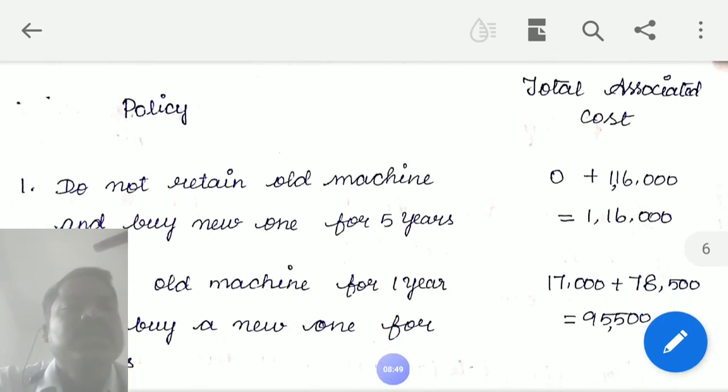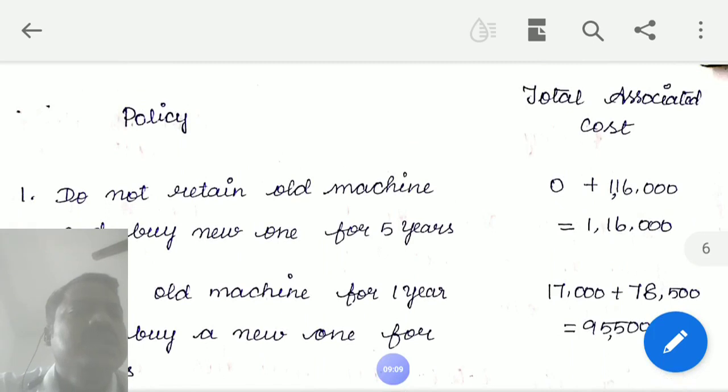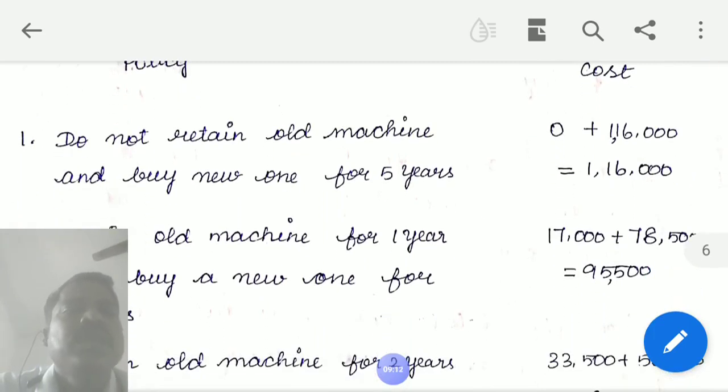Therefore, the optimal policy: do not retain old machine and buy new one for 5 years. Do not retain old machine and buy new one for 5 years. Therefore, total associated cost is 0 plus buy new one for 5 years. Therefore, fifth year total running cost is 1,16,000.